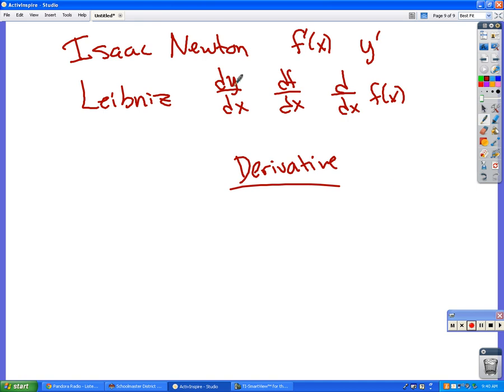Do you see where the dy dx comes from? Because the slope is the change in the y over the change in the x, right? And in science class, it's delta y over delta x, and so Leibniz went with dy dx to stand for the delta. So all of those just mean take the derivative, okay?